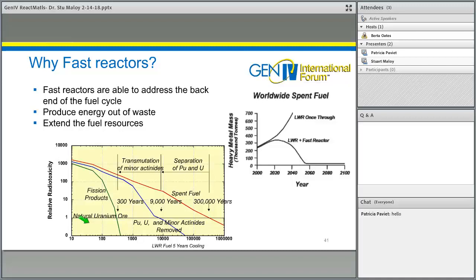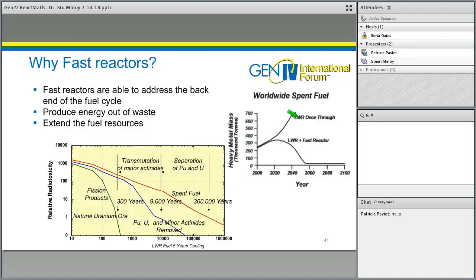Now let me summarize some of the fast reactor concepts and the materials challenges there. Why look at fast reactors? Well, one of the advantages is that fast reactors can address the back end of the fuel cycle. So we could, in a fast reactor, separate out the long-lived isotopes and make a new fuel to irradiate in the fast reactor, provide power with that new fuel, and also reduce the need for having to store the waste for as long a period of time, as you can sort of see in this graph here.